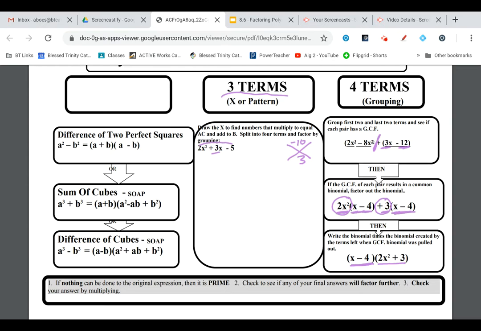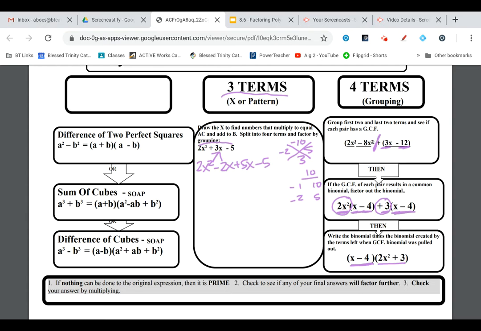Well, those 2 numbers, I find my factors of 10. My factors of 10 are 1 and 10 and 2 and 5. And since 3 is positive, that means my bigger number needs to be positive and my smaller number needs to be negative. So my 2 numbers then, of course, would be negative 2 and positive 5. So what I'm doing here is I'm splitting my middle term up into 2 different parts, into 2x and 5x. So I'd rewrite this as 2x squared minus 2x plus 5x minus 5.